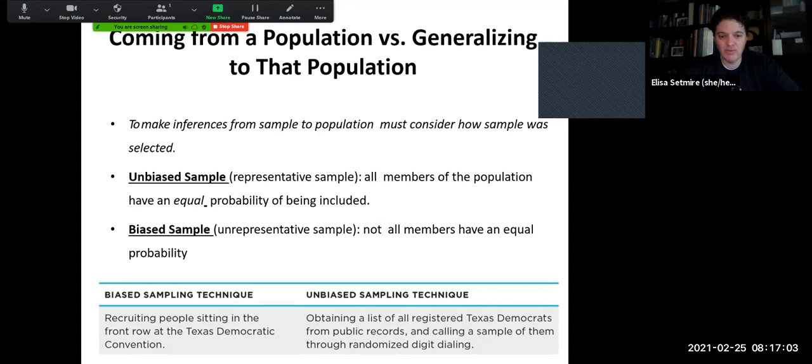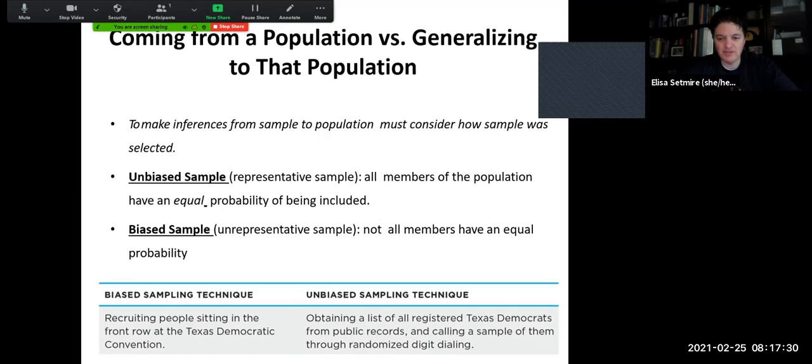A biased sample is unrepresentative. Not all members have an equal probability. We're doing something that makes it biased. So a biased sample example: recruiting people sitting in the front row at the Texas Democratic Convention. Only the people in the front row. I'm going to pick just from you, totally biased. Not everyone has an equal chance. The people in the second row, third row, and beyond don't have any chance of being included.